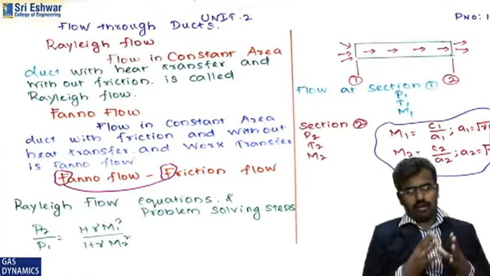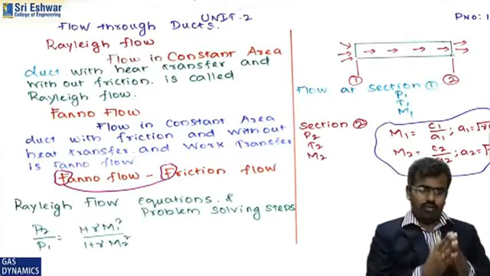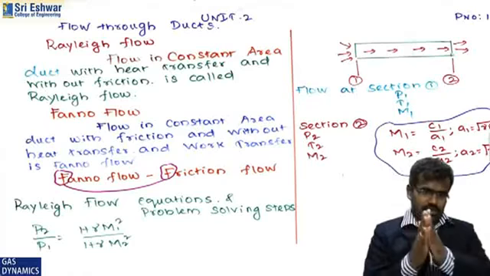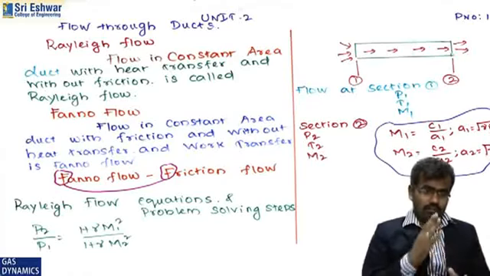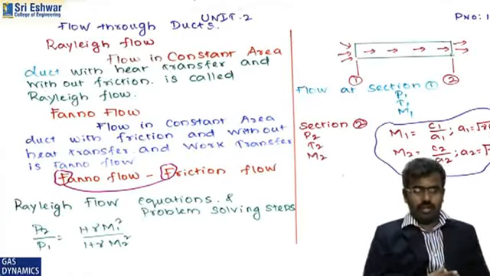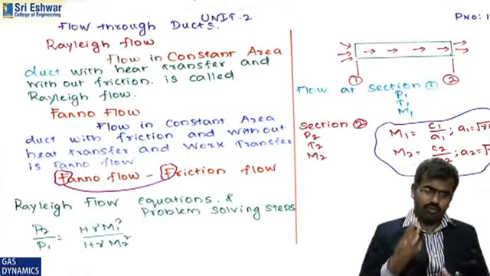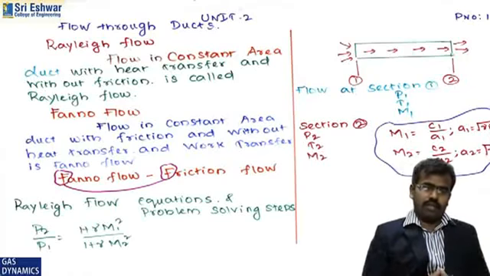To remember Fano flow, we have one shortcut. Fano's first letter is F and friction's first letter is F. So remember this: Fano stands for friction. If the flow is Fano, there should be friction. This is the topic we need to discuss in this chapter 2.